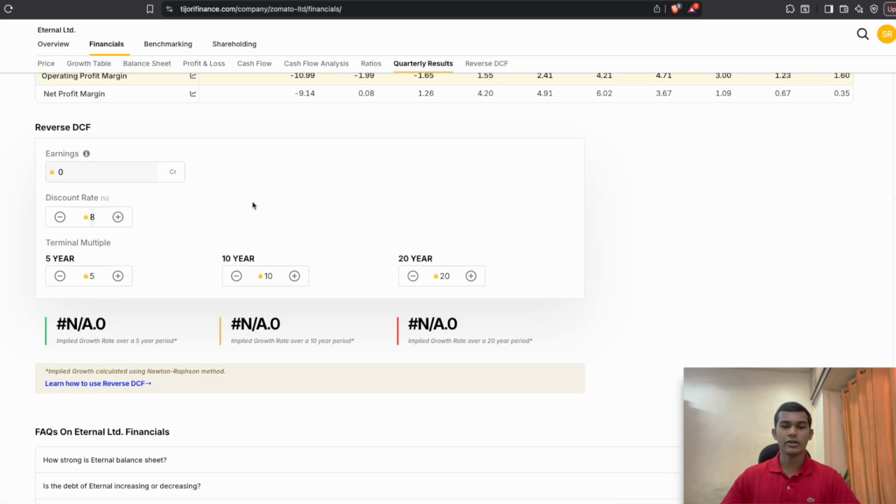Reverse DCF is actually very good to analyze the valuation of a company, and whether the risk-reward of investing in this company is favorable. Whenever we see that companies have gone to a very high PE multiple, we can use that to find out what growth rate the company must maintain in order to sustain this high valuation. So these are the different sites we're going to use for this series.